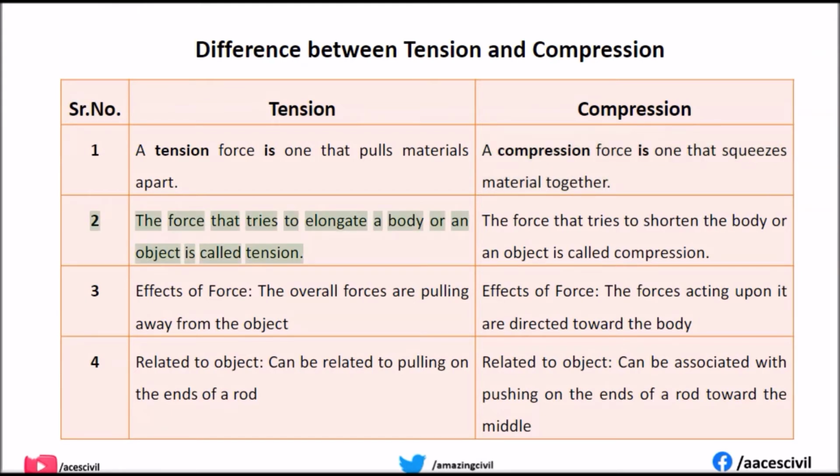2. The force that tries to elongate a body or an object is called tension. The force that tries to shorten the body or an object is called compression. 3. Effects of force. The overall forces are pulling away from the object. Effects of force. The forces acting upon it are directed toward the body. 4. Related to object. Can be related to pulling on the ends of a rod. Related to object. Can be associated with pushing on the ends of a rod toward the middle.